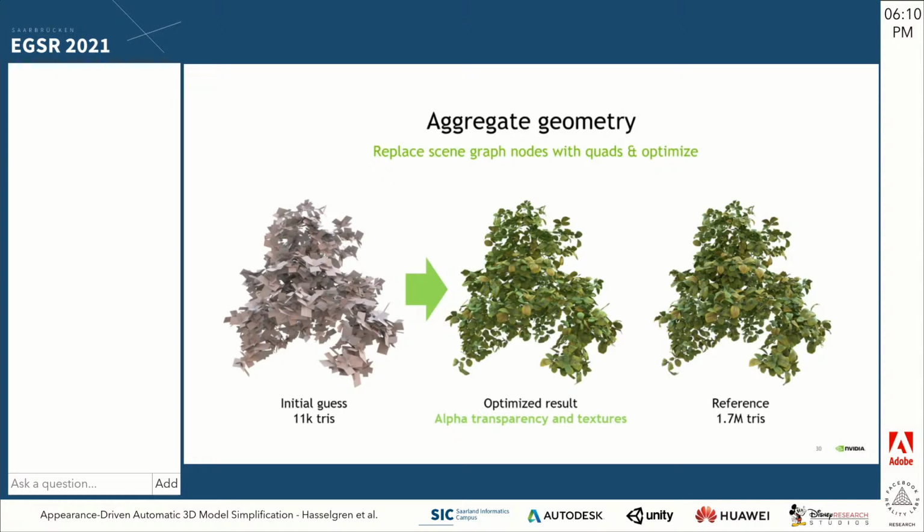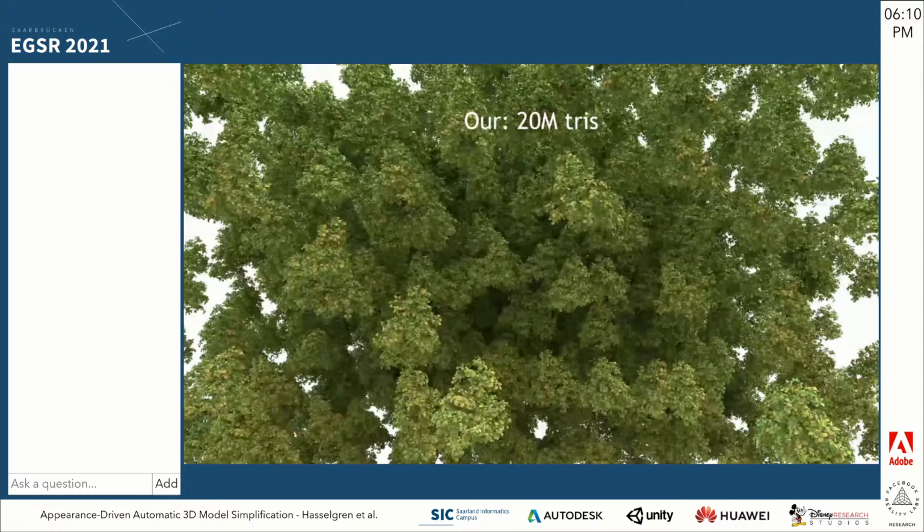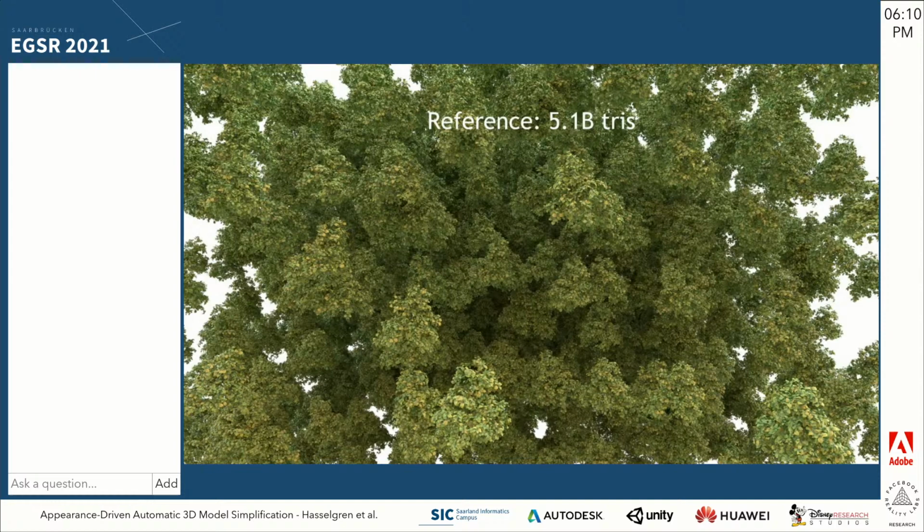If you apply it to a full scale scene, it looks like this. It's our result with just 20 million triangles for the entire scene with very dense foliage. Here is what it would look like when rendering the reference. It's 5.1 billion triangles in this case.